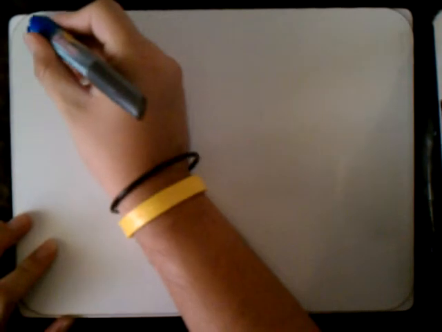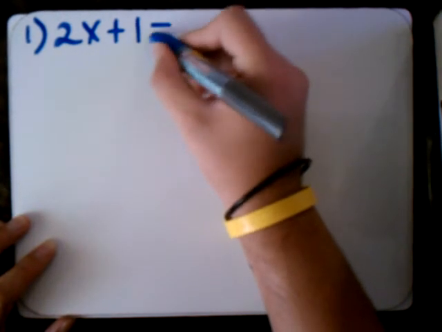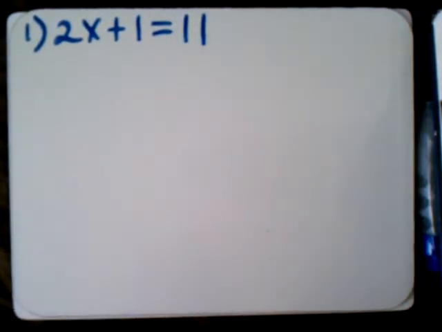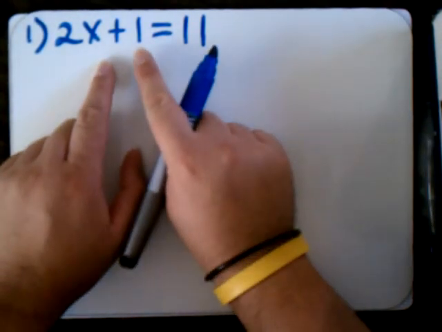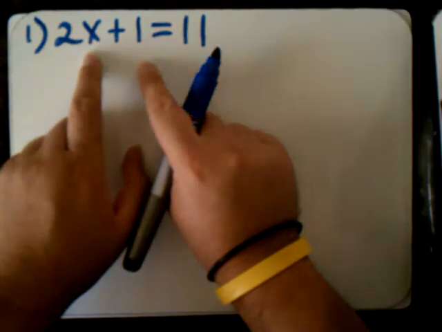Okay, this is solving two-step equations. Our first example is going to be 2x plus 1 equals 11. Okay, the two-step equation means that you need to take 2 steps to leave the letter or the variable by itself.